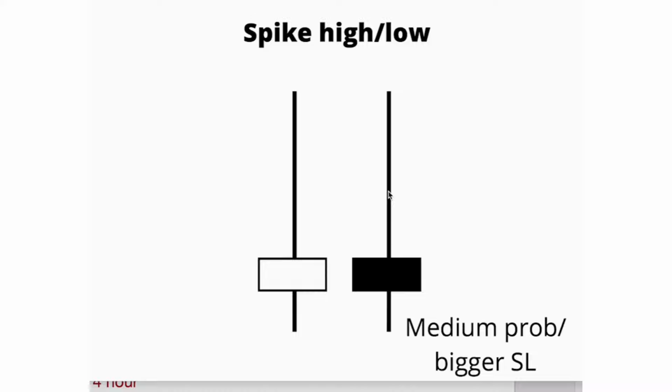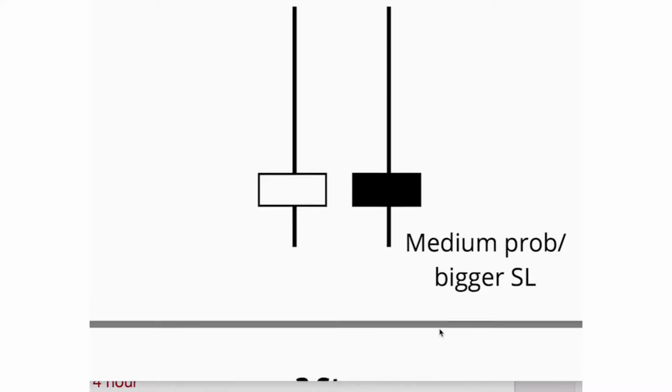So that's something to bear in mind. So I'd say medium probability, but you also have a bigger stop loss. That's the problem. Because these spikes are often quite large, you'd be looking at 30 to 50 pips in terms of a stop loss if you wanted to put your stop loss above these spikes, above the top wicks in this case, or if they were upside down, below the bottom wicks. So medium probability, but a bigger stop loss.